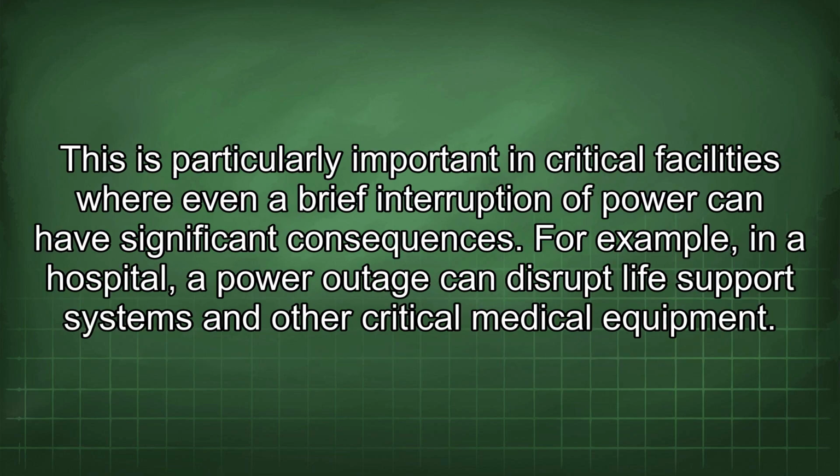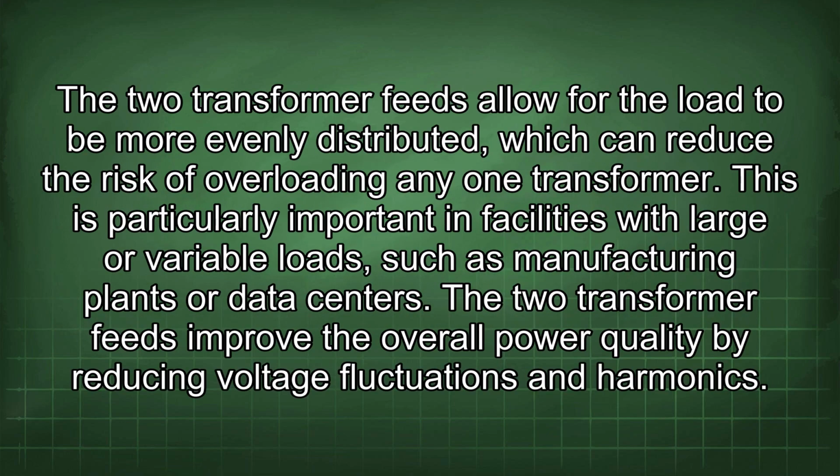This is particularly important in critical facilities where even a brief interruption of power can have significant consequences. For example, in a hospital, a power outage can disrupt life support systems and other critical medical equipment. The two transformer feeds allow for the load to be more evenly distributed, which can reduce the risk of overloading any one transformer. This is particularly important in facilities with large or variable loads, such as manufacturing plants or data centers.